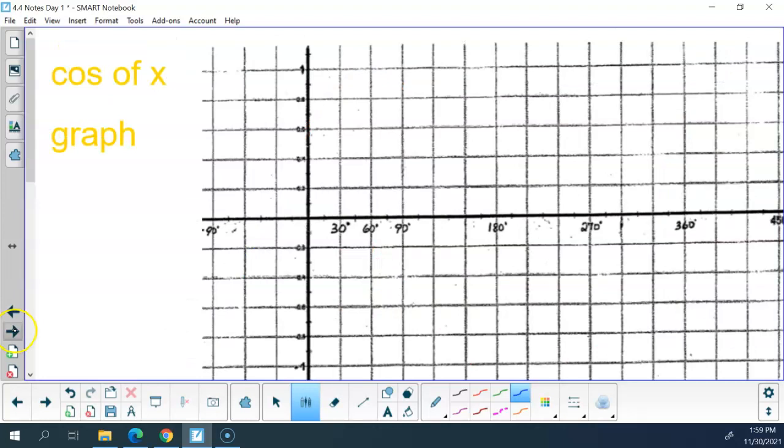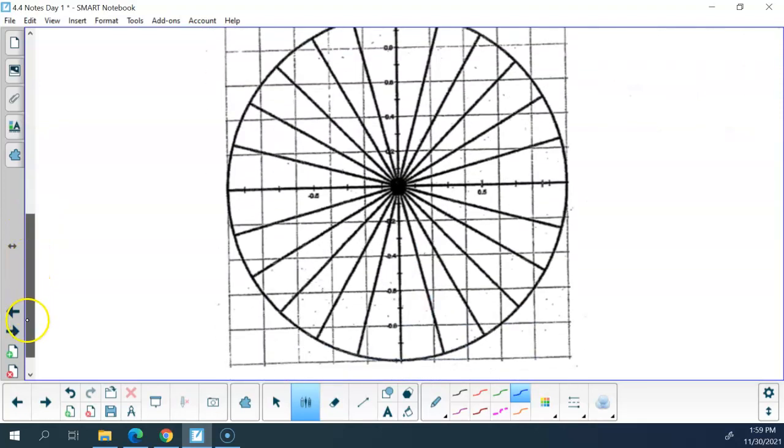Now, what I want you to do is flip over, and now you're going to do the cosine. But now what on the unit circle, so again, down here at the bottom, we gave you another unit circle. So for sine, you measured vertically off of the horizontal axis. For cosine, what are you going to measure? Horizontal, because cosine is x.